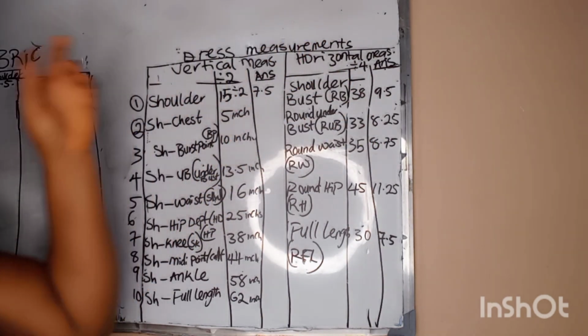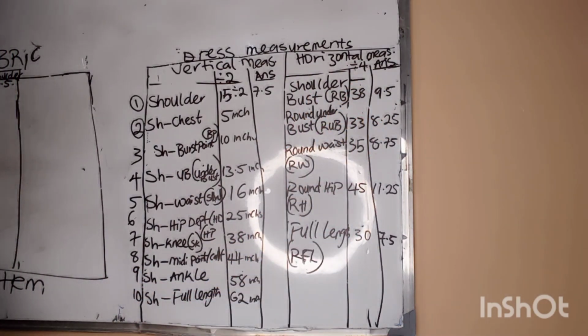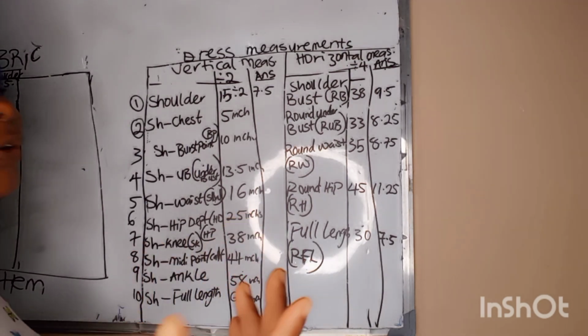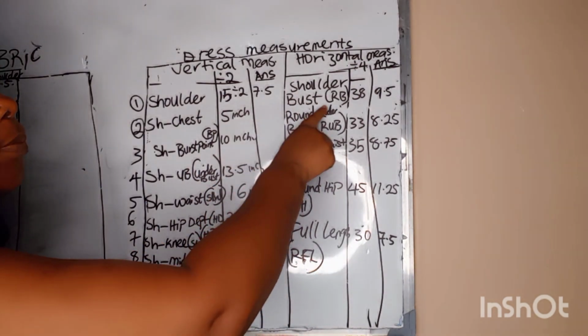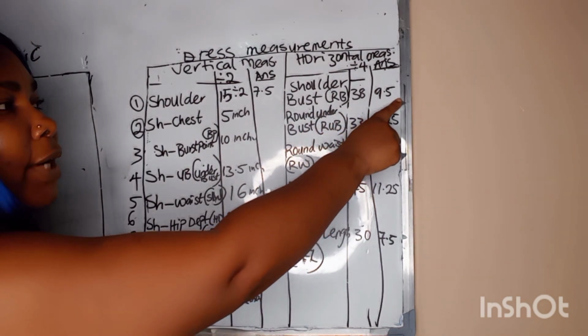Horizontal measurement on the body has to do with the quarter, the half, or the full circumference. You can divide it by 2, by 4, or by 3, depending on what you're trying to create, or what outfit you're trying to create. So we have the round bust, or the bust circumference, to be 38 inches. Divided by 4 will give you 9.5.